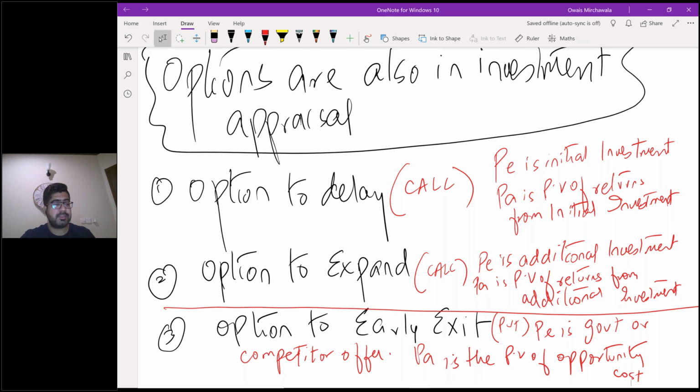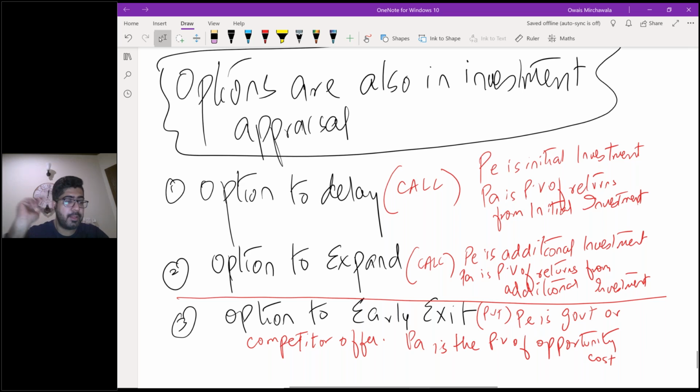Okay, so just a final discussion on options. Options come in currency risk management, they come in interest rate risk management, you've seen them. They sometimes come in investment appraisal. Now in investment appraisal, it's all about NPV, you are investing in a project, okay?